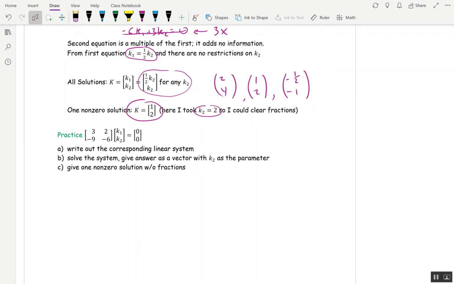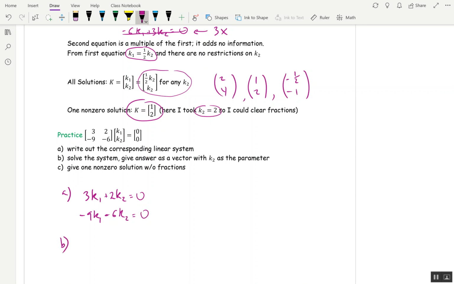Okay, so pause the video and give this one a try. All right, so hopefully you actually did that. For part A, we're going to write out the linear system. It gives us 3k1 plus 2k2 is 0. Negative 9k1 minus 6k2 is 0. Again, the second equation is a multiple of the first. If you take the first equation and multiply by negative 3, you get the second equation, so we can ignore that. So that's the answer to A.